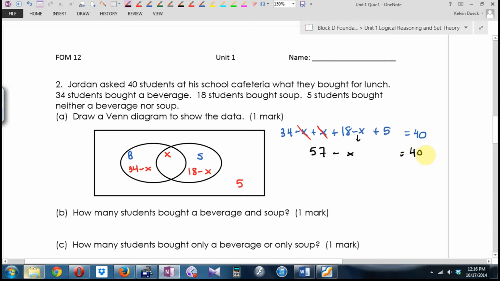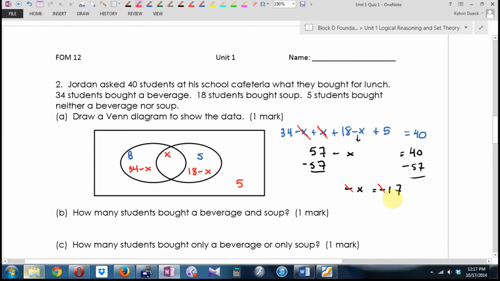Now, often you'll be able to solve this part, Sterling, in your head. 57 take away what is 40? I think 17. But if you can't, you can always still go minus 57 from both sides. You'll get a negative x dropping down equals negative 17. What happens to the negatives? They cancel, and you get x equals 17.